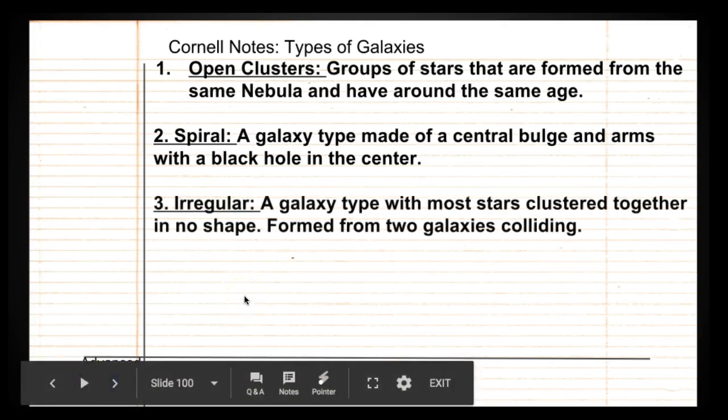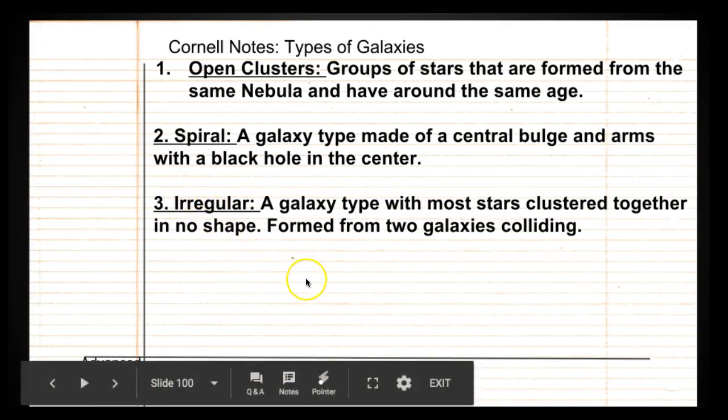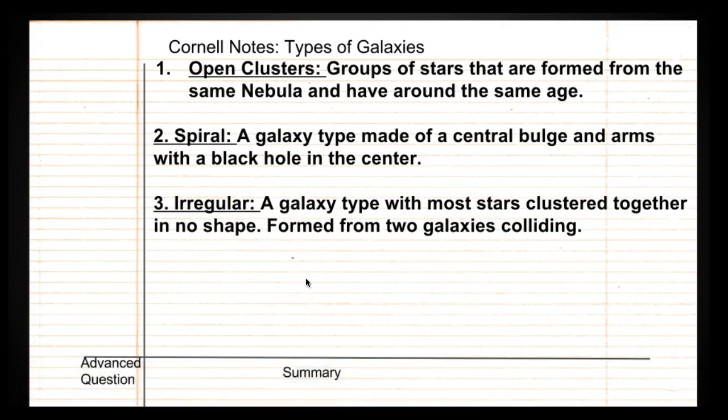An irregular galaxy. An irregular galaxy is a galaxy with most stars clustered together in no real shape. The word irregular means no shape. They usually form when 2 galaxies crash, which means collide. Okay, let's look at a picture.